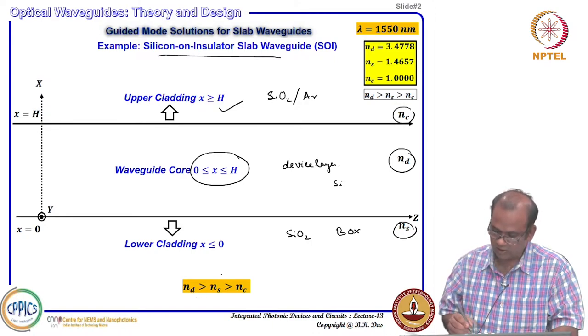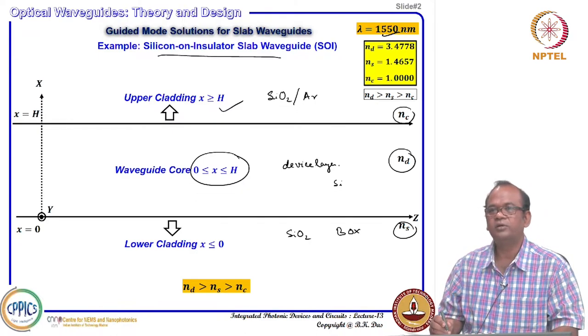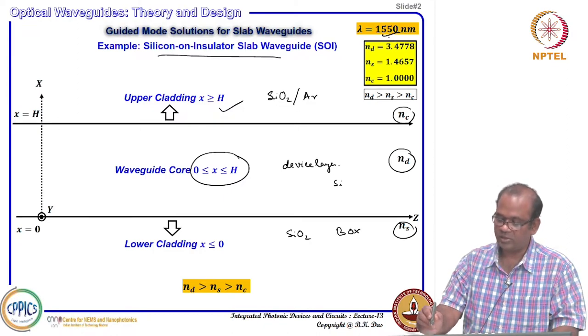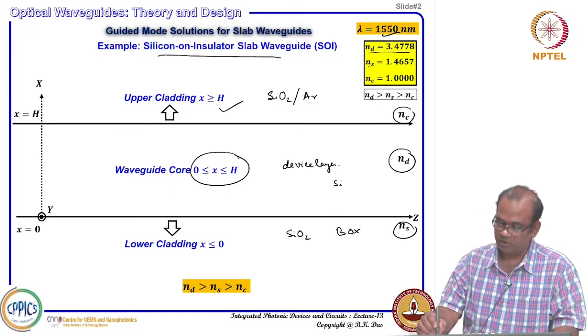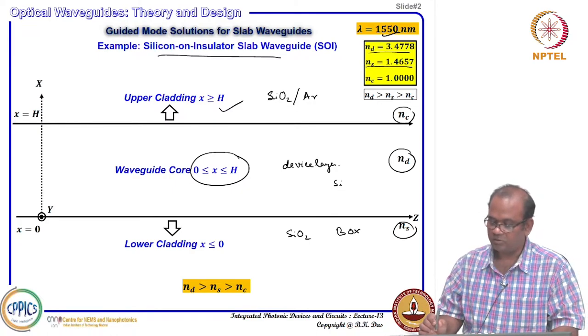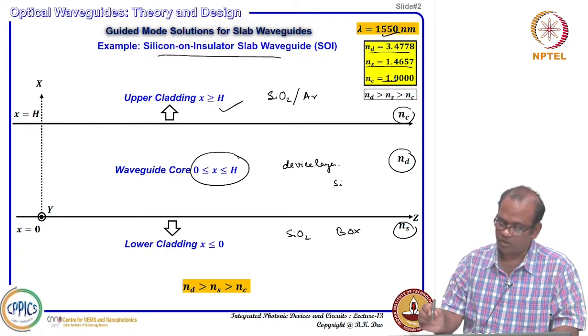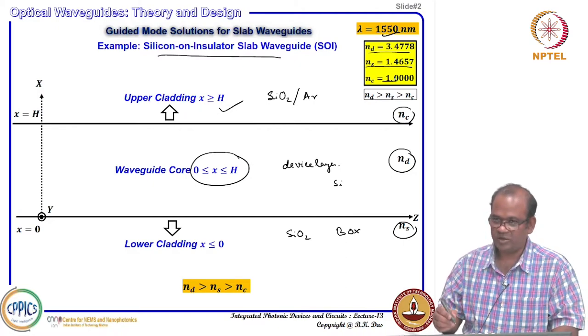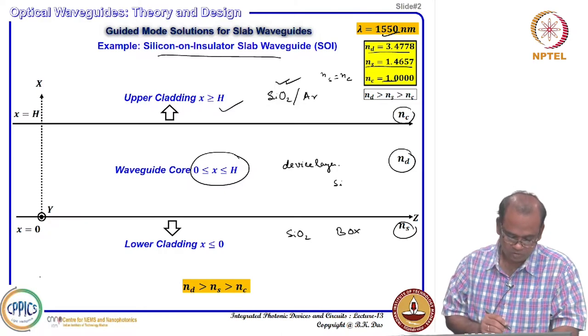So it is obvious that at any wavelength, particularly lambda equal to 1550 nanometer, the communication wavelength, the third generation communication wavelength, the device layer refractive index is 3.4778, and the silicon dioxide or box layer, which we call NS, has a refractive index at 1550 nanometer of 1.4657. For the top cladding, we are considering air, so that I can have asymmetric cladding. In general, you can also put ND equal to NS equal to NC, or the cover can be oxide also. So far so good.